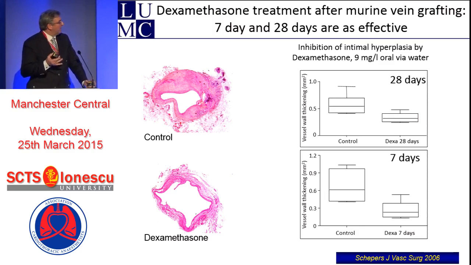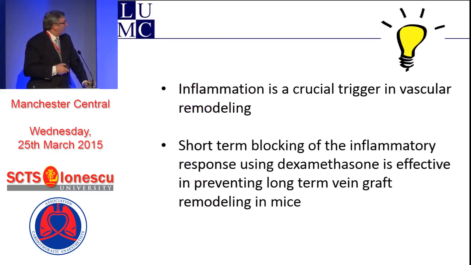That pointed to us that the initial stage of vein graft remodeling might be very crucially driven by inflammation, and if you could interfere in that area, we may have a long-term gain. So that is crucial for the future lines. Inflammation is a crucial trigger in vascular remodeling based on these findings. This short-term blocking of the inflammatory response in the early stages might be a crucial effect in long-term treatment.